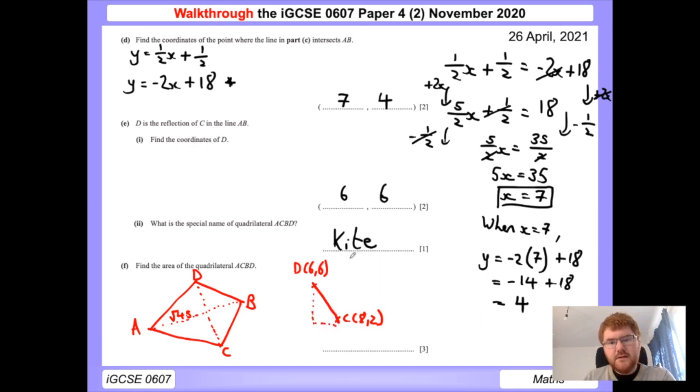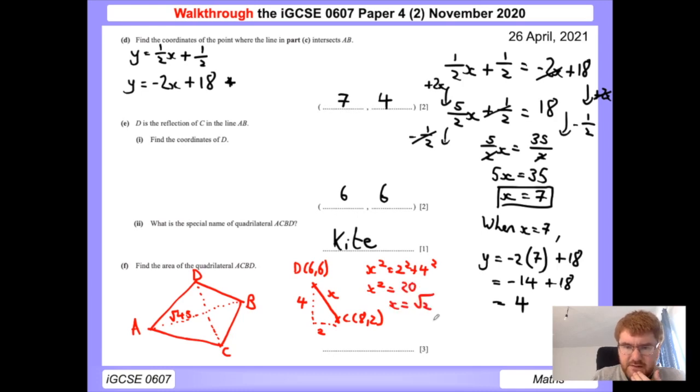So we can work out the length of the line segment using Pythagoras in the same way we did before. So we've got the height, the difference between 6 and 2 is 4. The difference between 6 and 8 is 2. So we can use Pythagoras to work this out. So we get x squared is equal to 2 squared plus 4 squared. X squared is equal to 20. So x is equal to root 20.